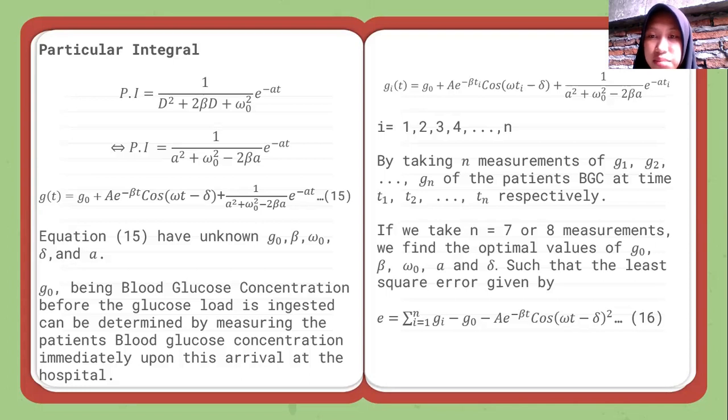By taking n measurements of G1, G2 until Gn of the patient's blood glucose at time t1, t2 until tn respectively. If we take n equal to 7 or 8 measurements, we find the optimal values of G0, beta, omega 0, A, and delta, such that the least square error is given by equation 16.